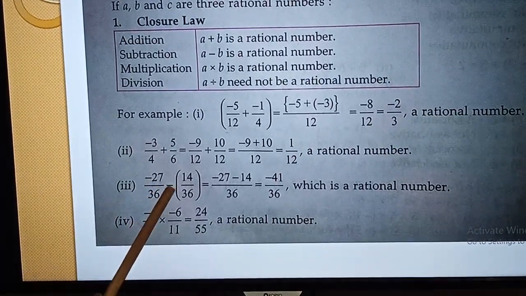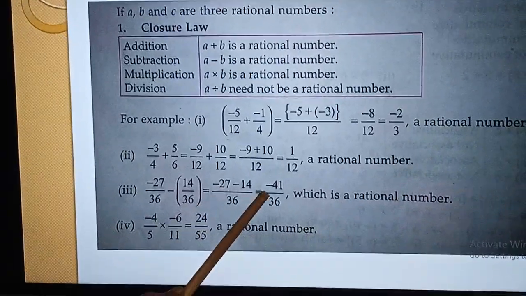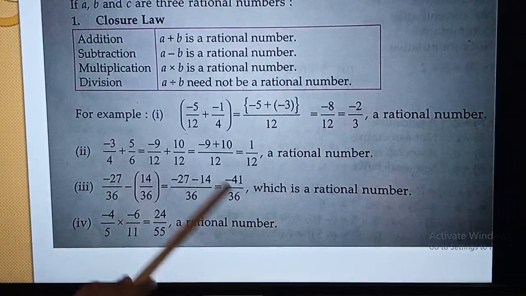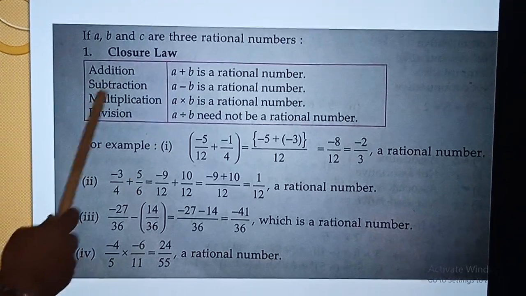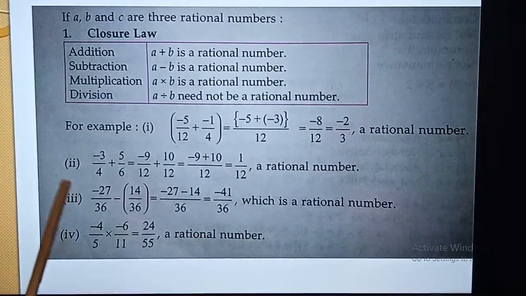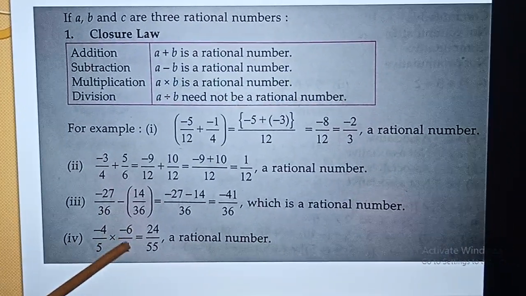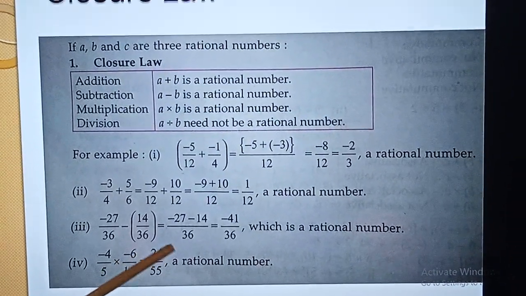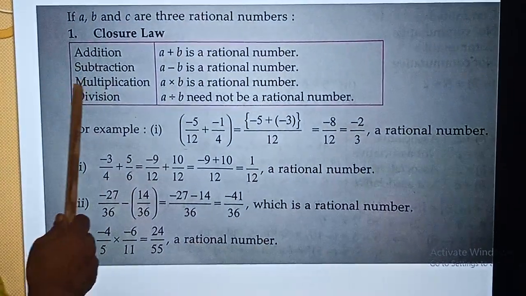Here is the third example: -27 upon 36 minus 14 upon 36. Here the LCM is 36 and so on. On simplification we will get -41 upon 36, which is also a rational number. Hence, subtraction of rational numbers satisfies closure law. Multiplication of rational numbers. Here -4 by 5 times -6 by 11, two rational numbers and their product I have taken here, and as a product I will get 24 upon 55, which is also a rational number, hence it is satisfied.